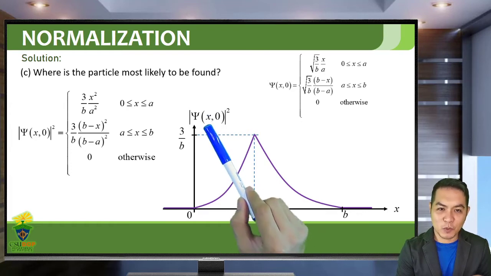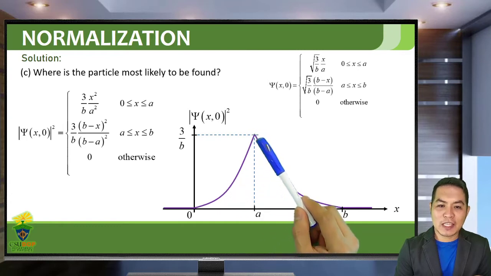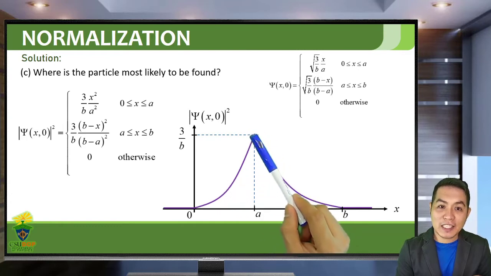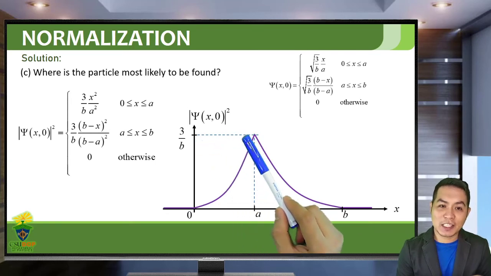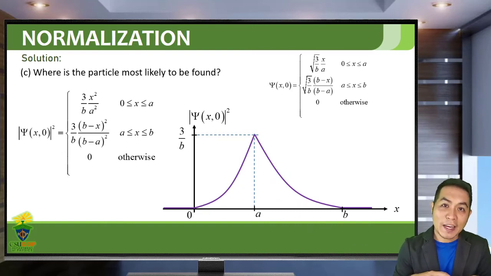So you will notice that the value of x with the highest probability density, which is 3 over b, is found at x is equal to a. Finally confirming our initial suspicion that x is equal to a is the most probable position of our particle.